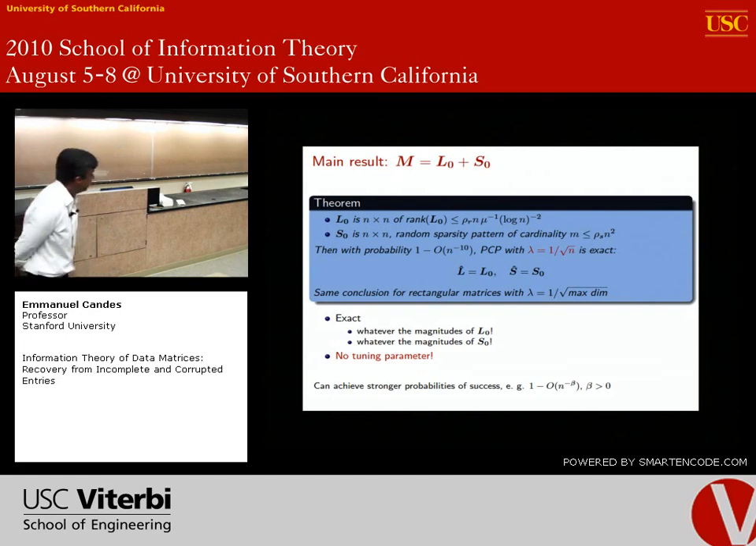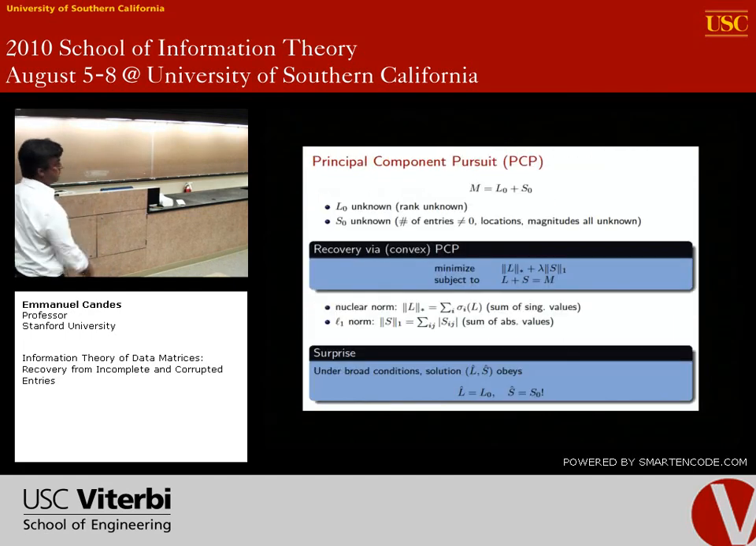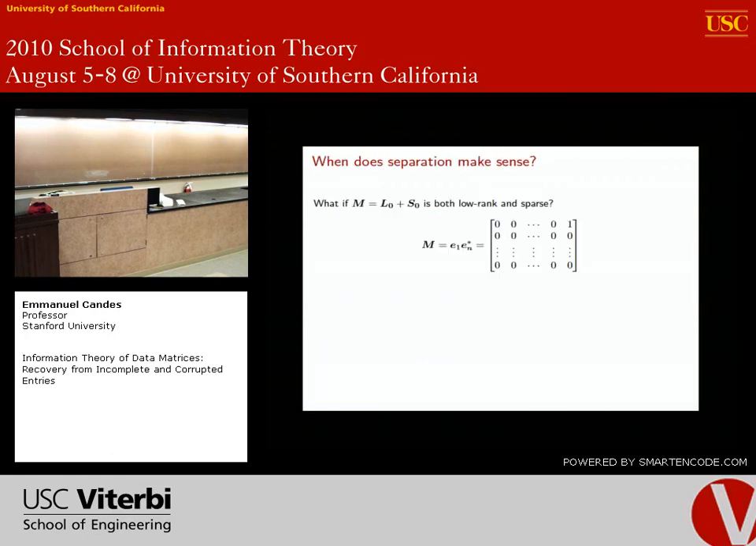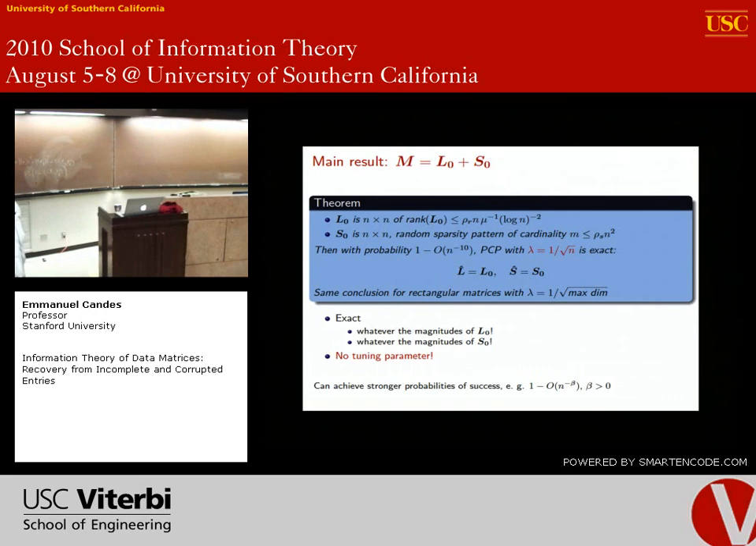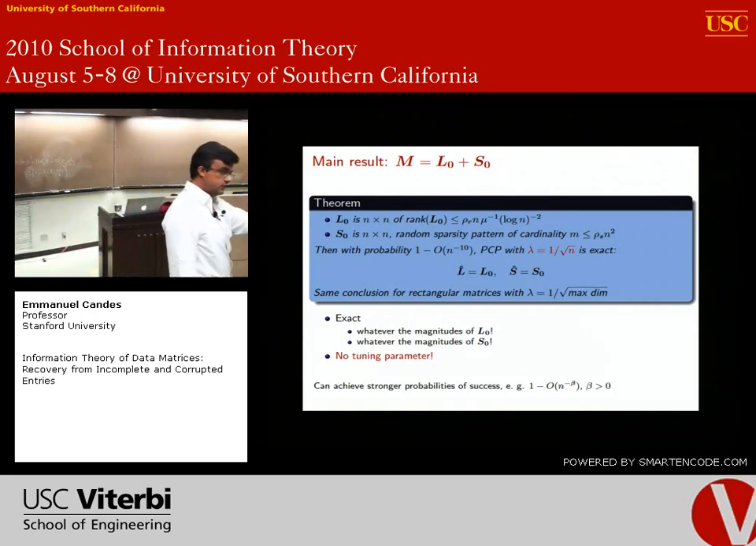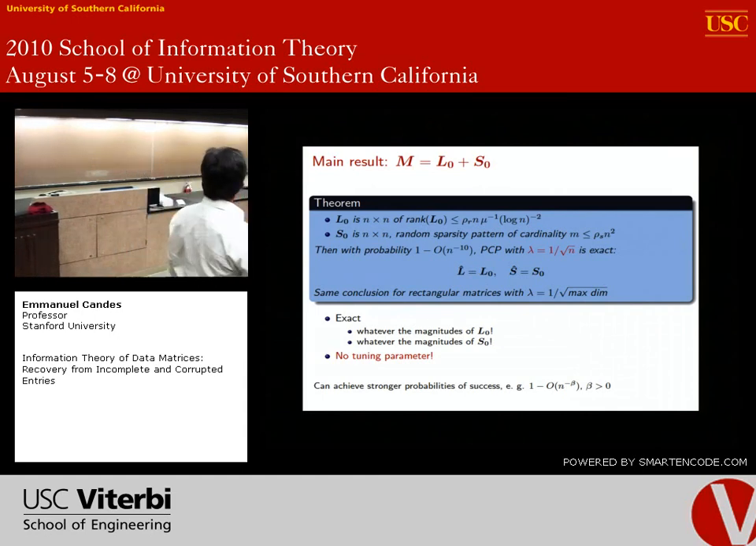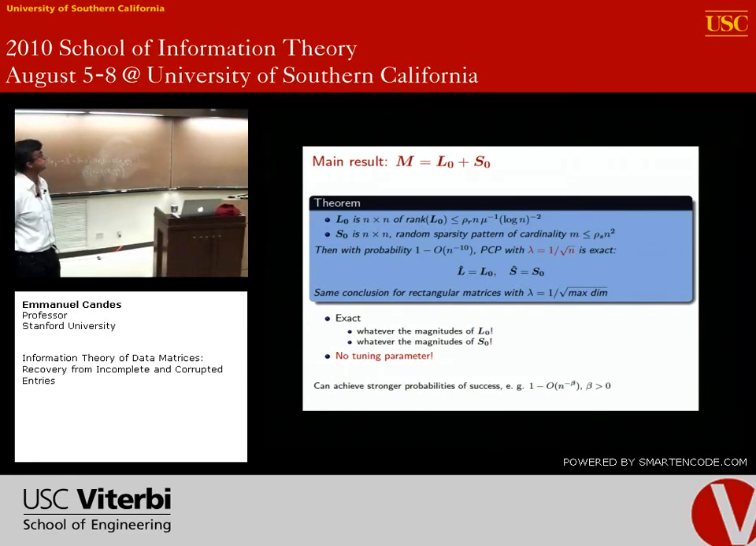And what do we do? We solve this convex optimization problem, this guy with lambda equals 1 over square root of n, 1 over square root of the dimension of the matrix. What we are guaranteed, with very high probability, where the probability is only over the set that you decided to mess up, is that L hat is equal to L naught and S hat is equal to S naught. So I will see exactly what has been done. I will be able to recover the low dimensional structure.